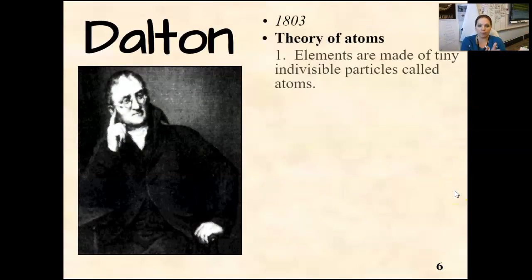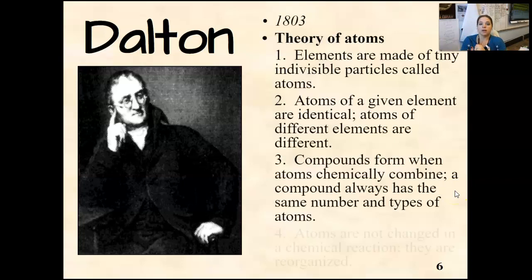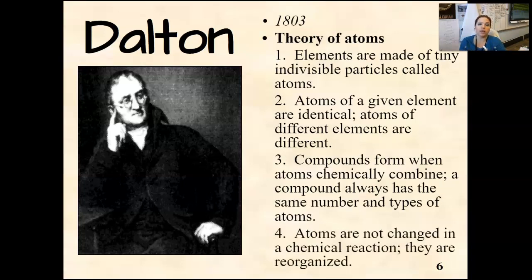All right, so the next dude up, we've got Dalton. He's from 1803, and he came up with the theory of atoms. Not the word atomos, but the theory of atoms. And that elements are made of tiny, invisible particles called atoms. Atoms of a given element are different from other atoms of different elements. So each one is different, remember, from the reading? And then compounds form when atoms are chemically combined together.